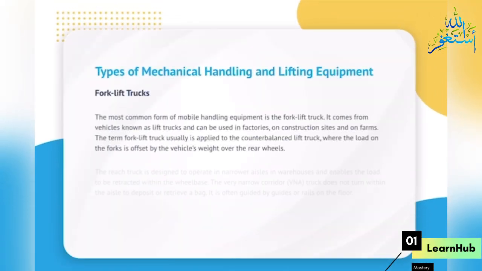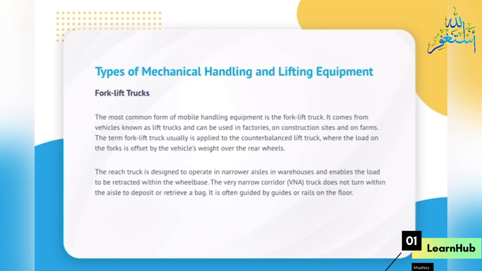Forklift trucks. The most common form of mobile handling equipment is the forklift truck. It comes from vehicles known as lift trucks and can be used in factories, on construction sites and on farms. The term forklift truck usually is applied to the counterbalanced lift truck, where the load on the forks is offset by the vehicle's weight over the rear wheels.